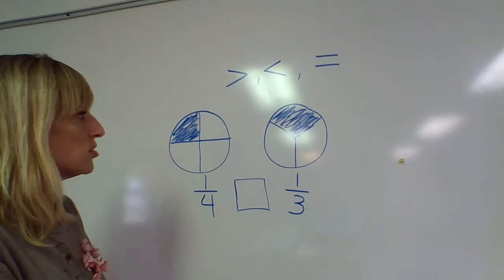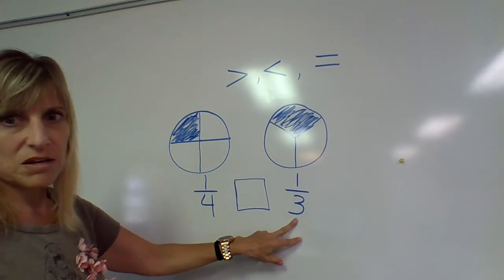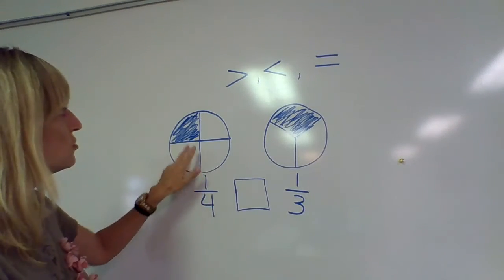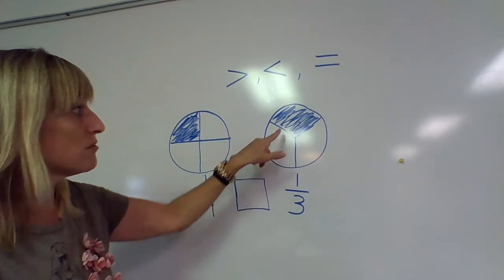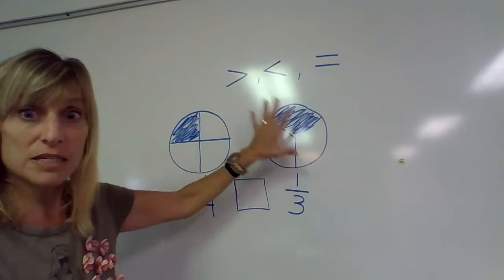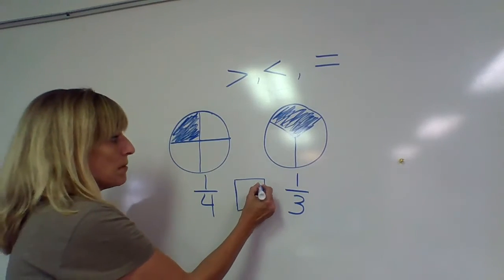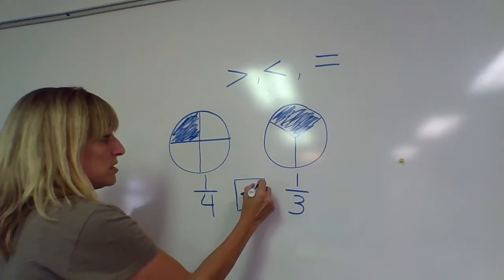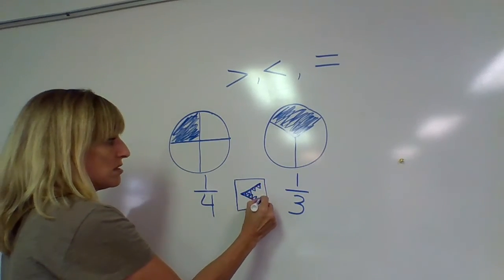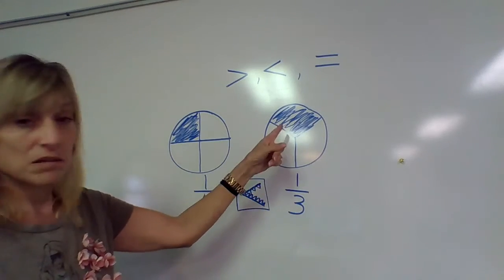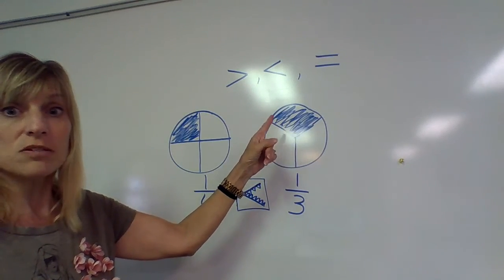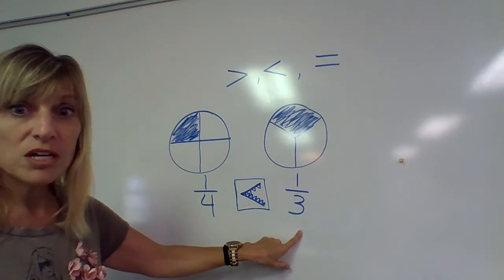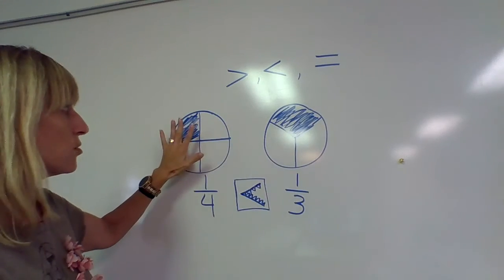But when you look at it real close, each of these 1, 2, 3 pieces is bigger than the 1, 2, 3, 4 pieces. So if I colored in 1 of these 3 pieces, that's a bigger piece. So my big mouth, or my alligator mouth, and I usually put teeth on it for the kids, if you want to put teeth, go ahead, wants to eat that fraction. That one is more than this one. 1/3 is more than 1/4.